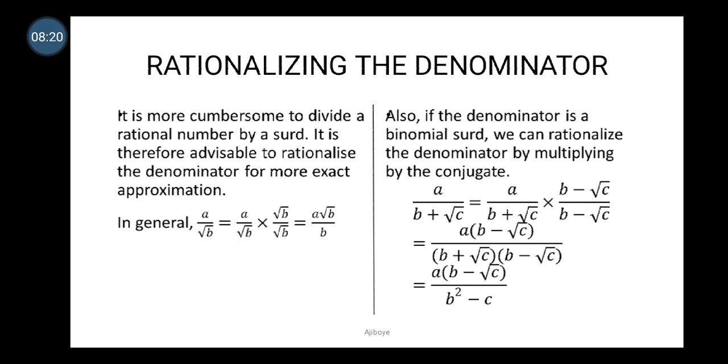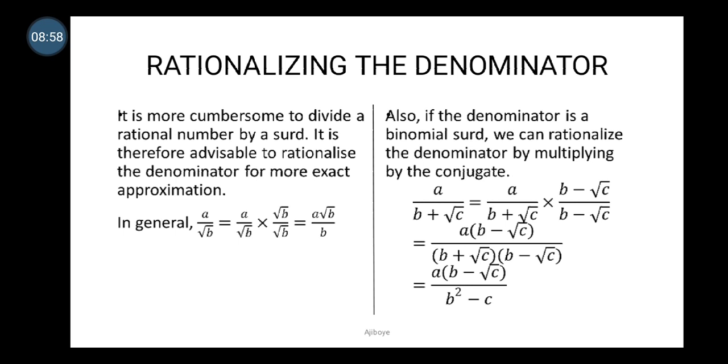Okay, so in general, a over surd b is equal to a over surd b times surd b over surd b. The process there is called rationalization of the denominator. You see that in the end, you get a surd b over b. By so doing, we started with surd b as denominator, but now it is b. We have ended up rationalizing surd b to become b, and that is the word rationalizing the denominator. So we have succeeded in rationalizing the denominator in that example.